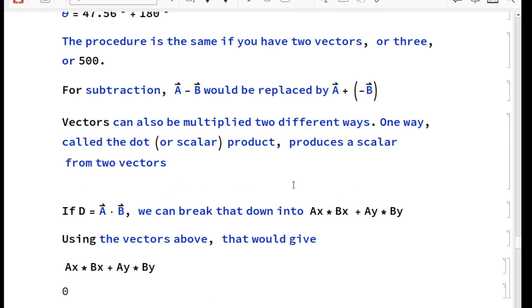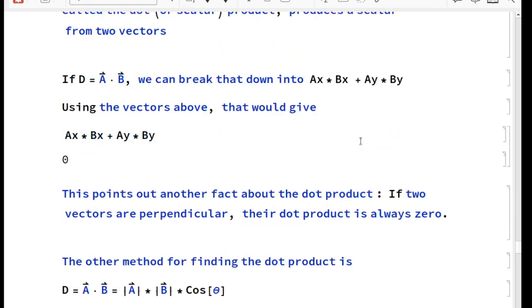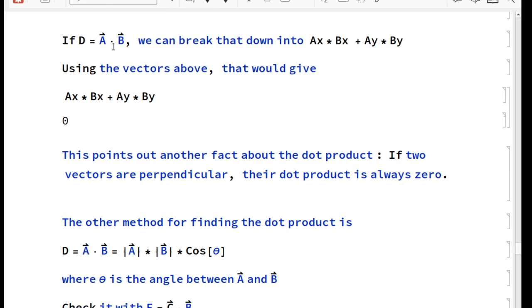Now, we can also multiply vectors instead of just adding them. There's 2 different ways we can multiply them. We've got the dot product, which is also called the scalar product, and the cross product, which we'll get to next. The scalar product, of course, gives us a scalar at the end. If D is our scalar product of A and B, we can write this as AX times BX plus AY times BY. We put in these numbers and we notice we get 0 here.